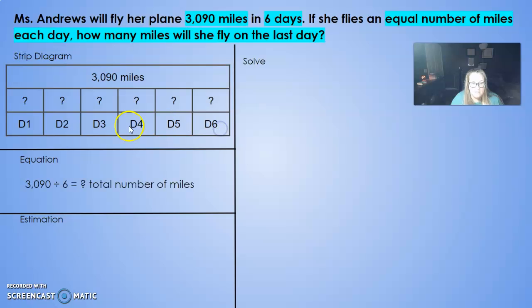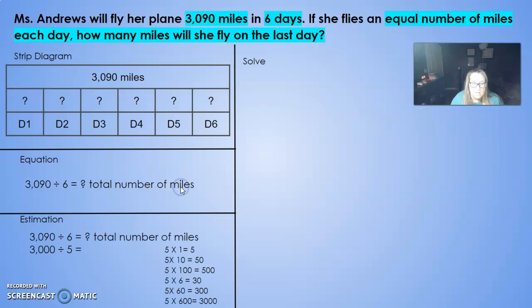That's right, I'm going to divide. So my equation would look like this: 3,090 divided by 6 equals question mark, which is the total number of miles. Now I'm going to do my estimation. So again, I'm going to find numbers that are pretty easy for me to use. So 3,090, pretty close to 3,000, and 6 is pretty close to 5.